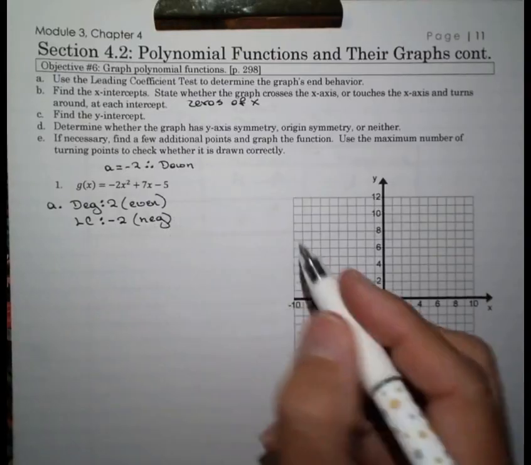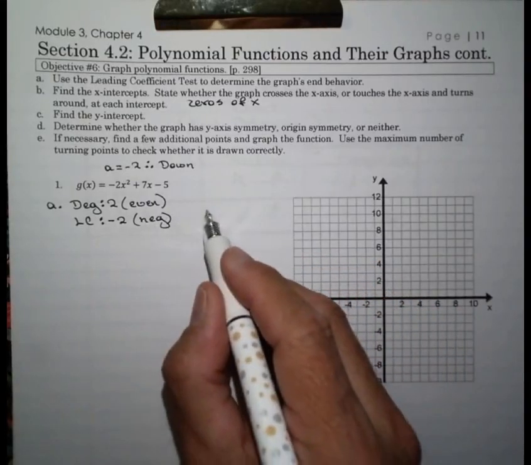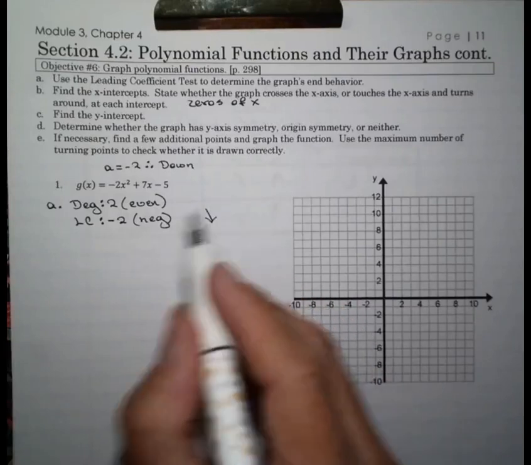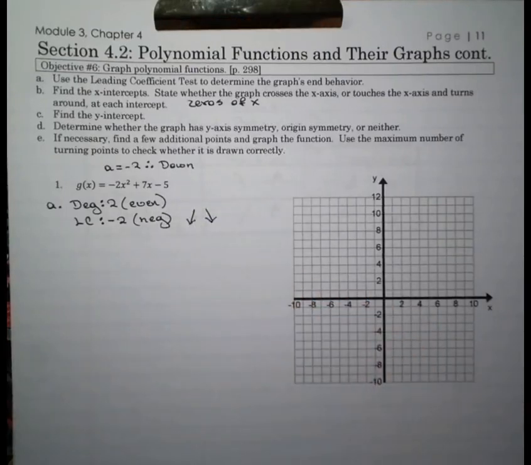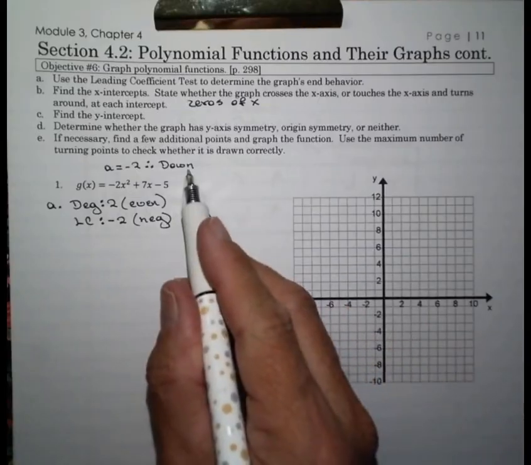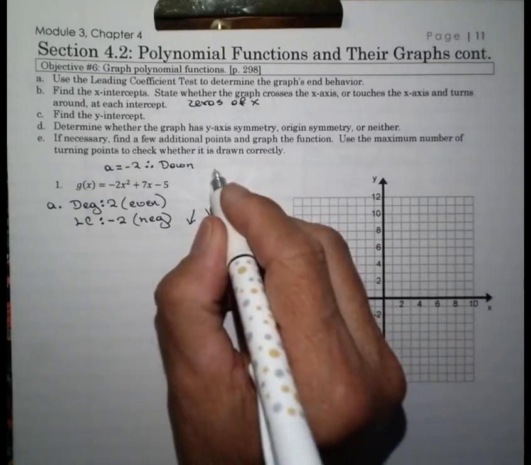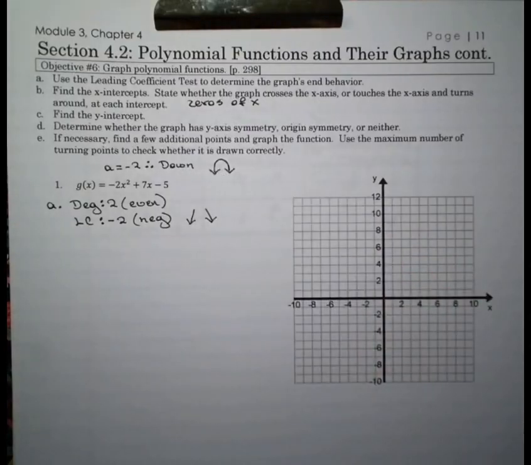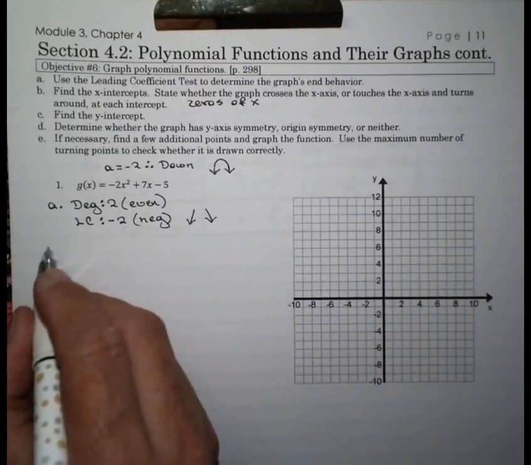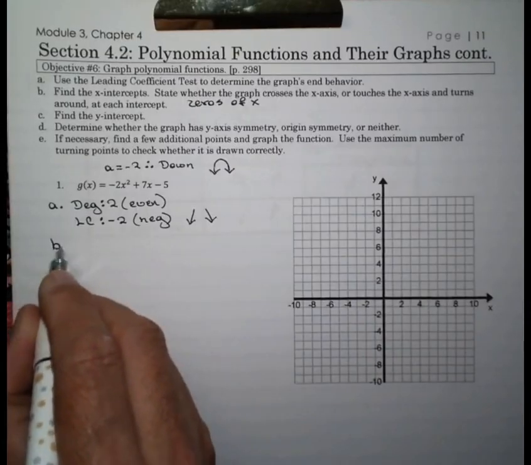So what do I expect? Well, I expect the tail end of my graph to go down, don't I? And since it's even, I expect both the beginning and the ends of my graph to do the same thing, and that ties into what we already know. It's going to be a parabola. It's going to look like this, okay? So your leading coefficient test agrees with what you learned in section 4.1, doesn't it?